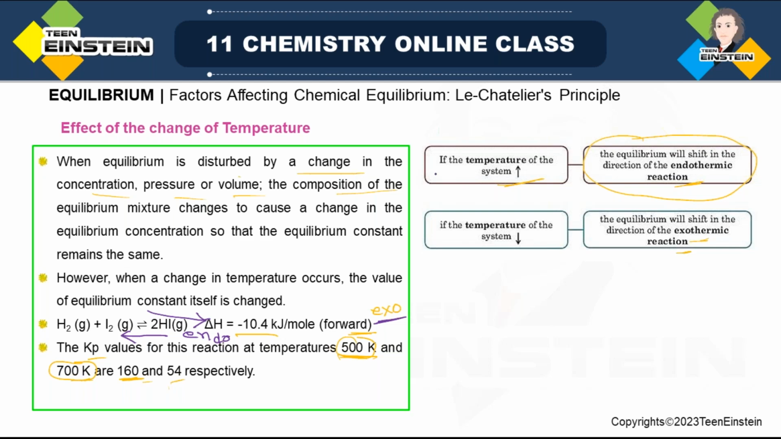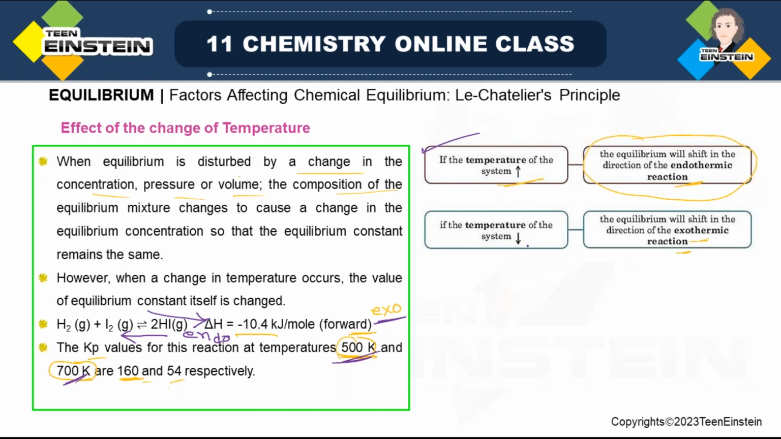So in this case, whatever point is mentioned here, you can understand. When you are increasing the temperature from 500 to 700, the system will prefer that direction where this excess energy is consumed. Which side will it be consumed? It will be consumed in the backward direction. That is, HI will now decompose to hydrogen and iodine.